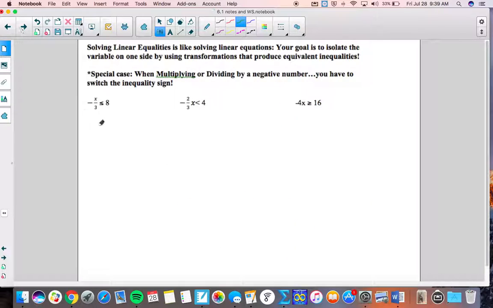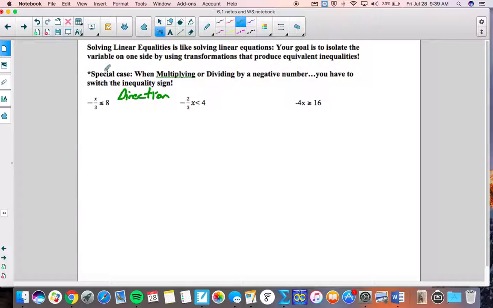Now let's work on solving expressions. So solving a linear inequality is like solving a linear equation, except for now our equal sign is going to look like a Pac-Man symbol. Your goal is to isolate the variable on one side by using transformations that produce equivalent inequalities. So again, what we do to one side, we have to do the other side, and our goal is to get the variable by itself. But there's something that we need to realize here. When multiplying or dividing by a negative, you have to switch the inequality sign. You have to switch the direction of it. Maybe we should throw that in there. We have to switch the direction.